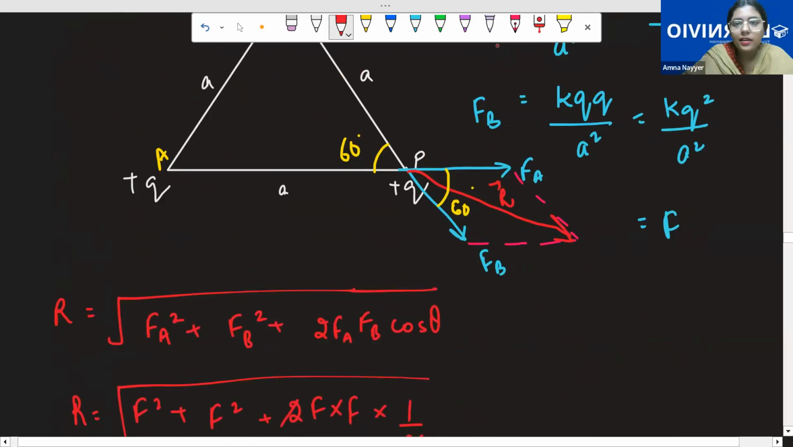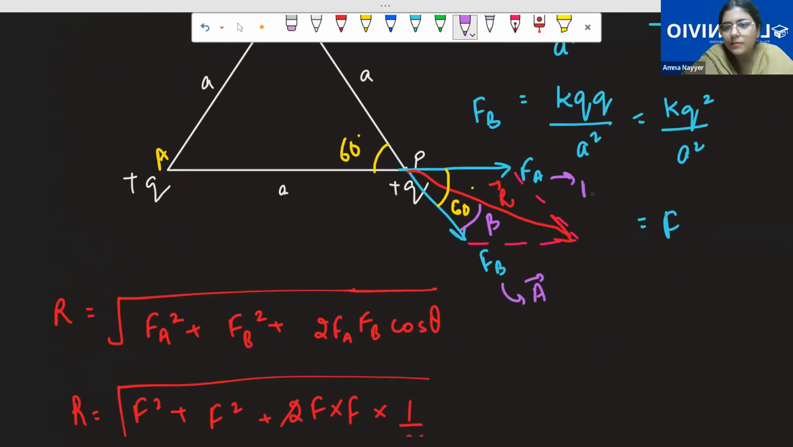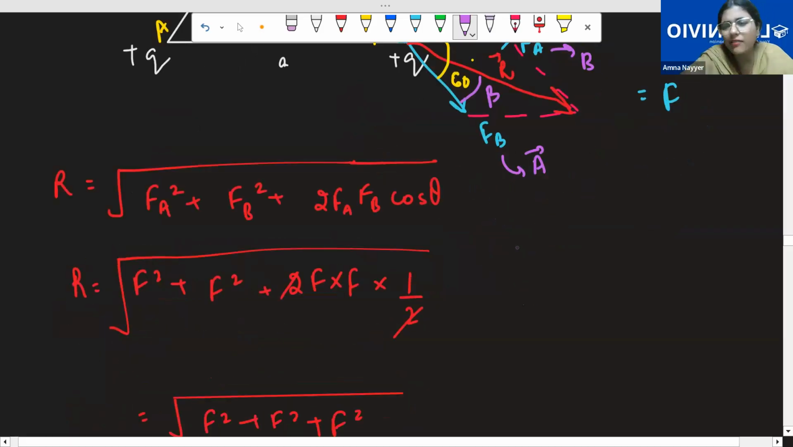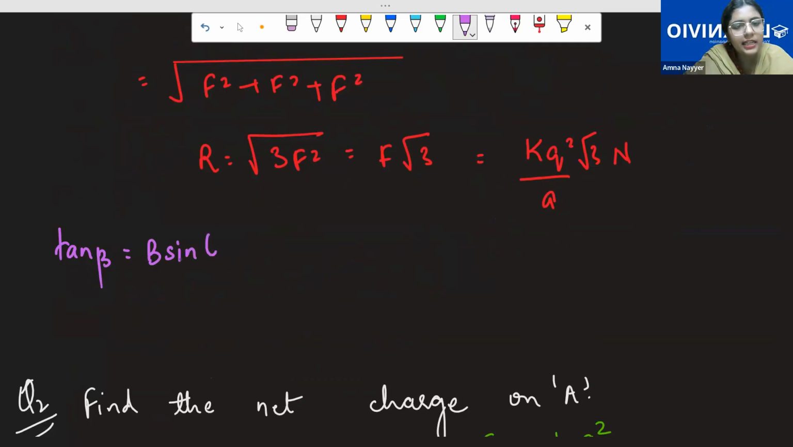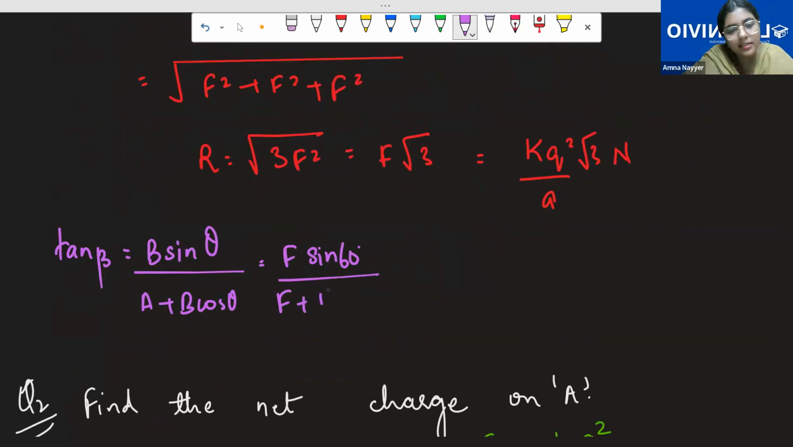Last step, direction. We take beta with any of the vector. Let's say this is beta. So the nearest one becomes A, the farthest one becomes B. Anyways, here A and B have no confusion because your values are exactly the same for the forces. Formula of tan beta is B sine theta divided by A plus B cos theta. B is also F, this is F. F sine 60 degree divided by F plus F cos 60 degree. See, F can be taken common from here. So we will be left with sine 60 degree divided by 1 plus cos 60 degree.